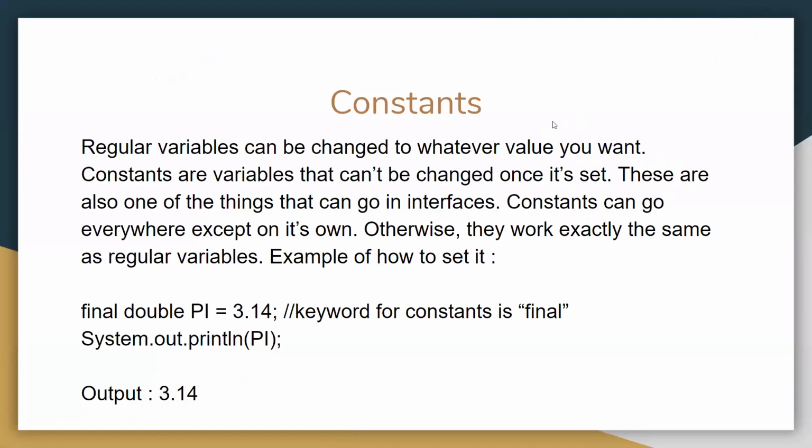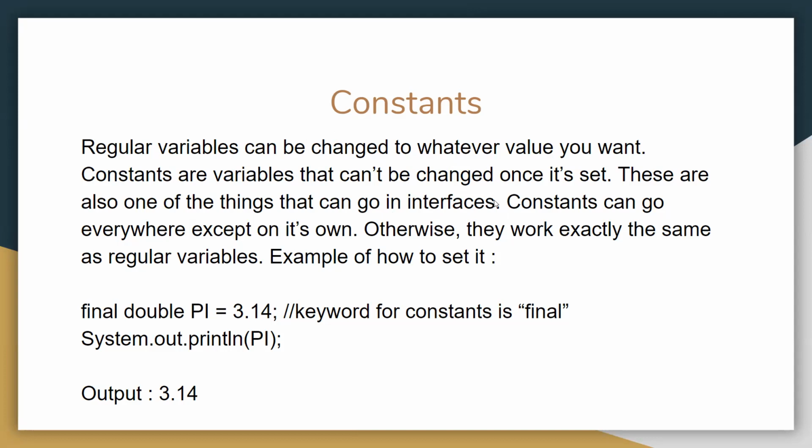Right, so constants, you might have heard this before, because I mentioned it in earlier lessons. They're basically just like regular variables, but regular variables can be changed to whatever value you want, while constants are variables that can't be changed once they're set. Think constant, meaning the same, and that's why they're named that, because they can't be changed once they're set initially. These are also one of the things that can go in interfaces, which is the thing I mentioned when we were talking about interfaces.